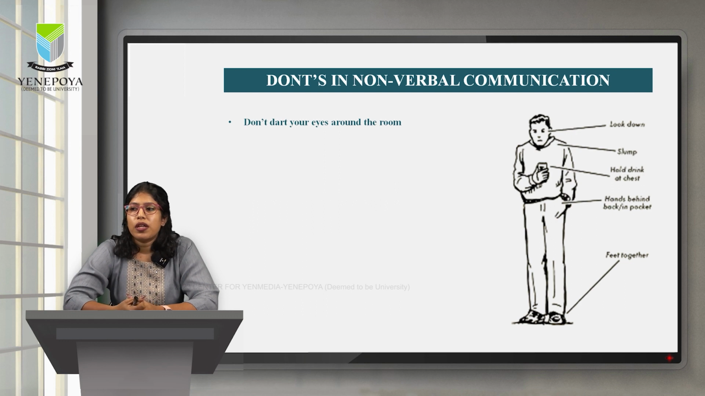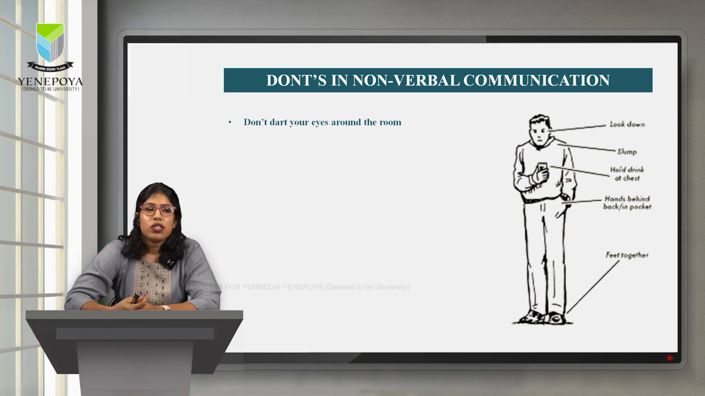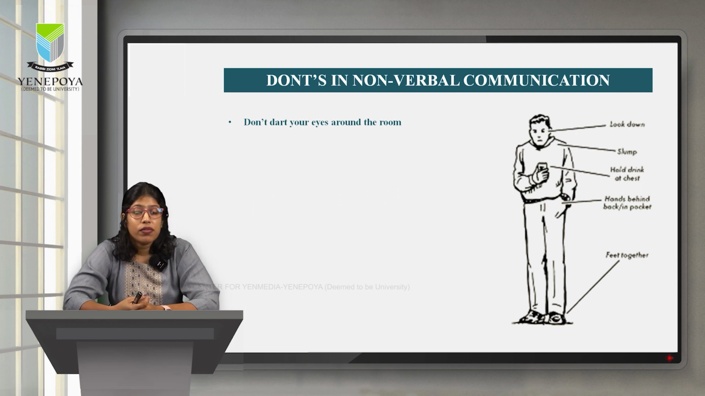So in nonverbal communication, this is how you need to portray yourself, this is how you need to behave, this is how you need to talk, this is how you can maintain eye contact. Alright, darting is jumping from one person to the other. Like, okay, so alright, okay, okay. That's not how it goes, because then the audience also imitates and follows you and they will not be able to focus. Okay, so avoid darting your eyes around the room.